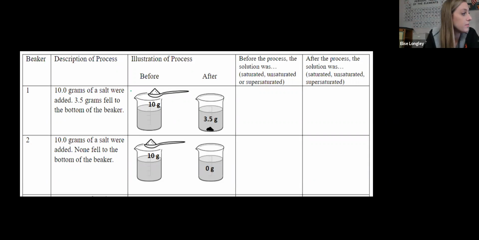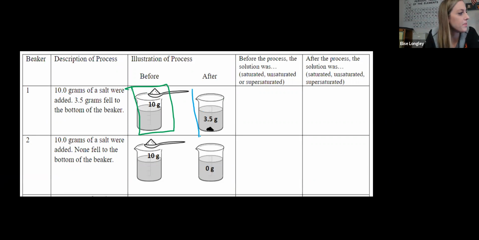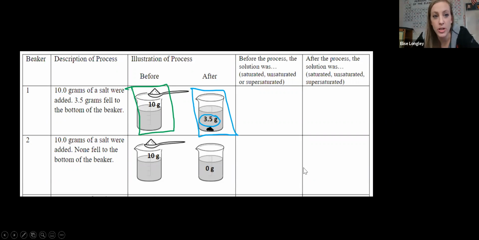So this is a solution, and there's 10 grams of salt in a spoon. At the end of it, after we dump the salt in, there's 3.5 grams of salt in the bottom. So I want to know what type of solution was in the glass before I added the salt and after. So Lucas, you're up first. What type of solution is it in the beginning before I add the salt? And how do you know?